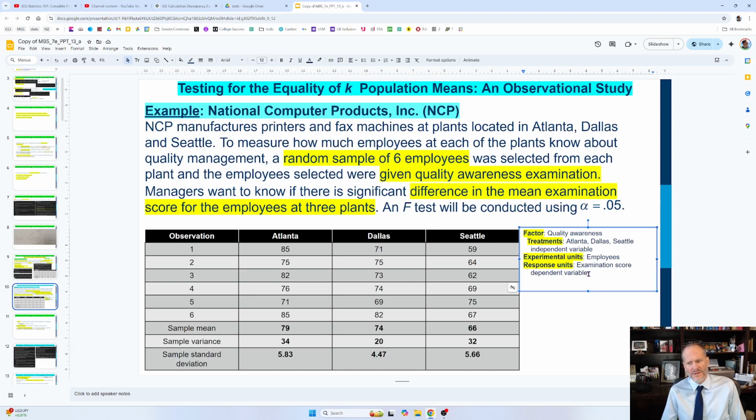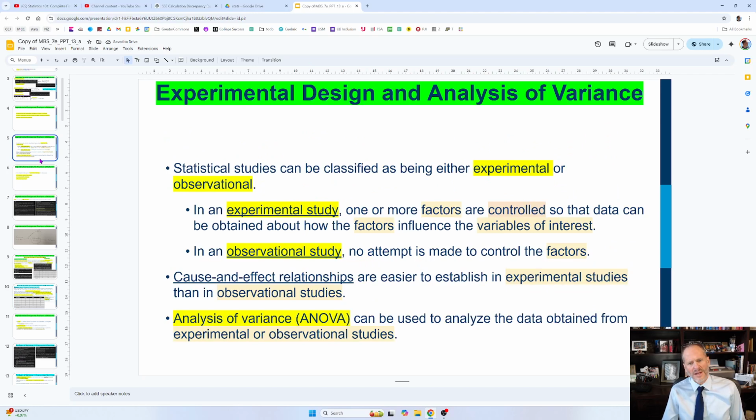That's also the variable of interest. We'll just put that here. And 1, 2, 3, 4, 5. Variable of interest, okay? And so all of that is there, and that's just a little bit of the terminology. And so no attempt with an observational study is made to control the factors.